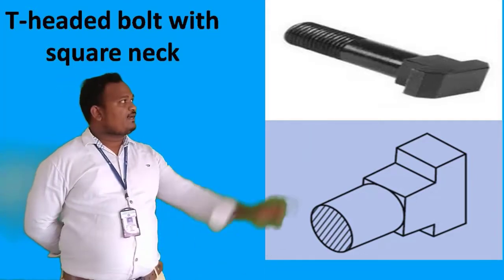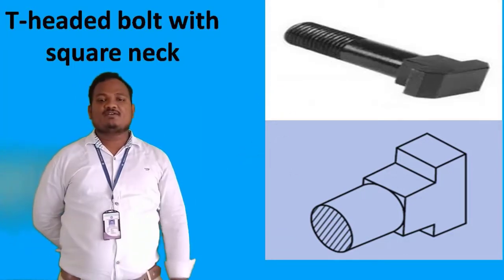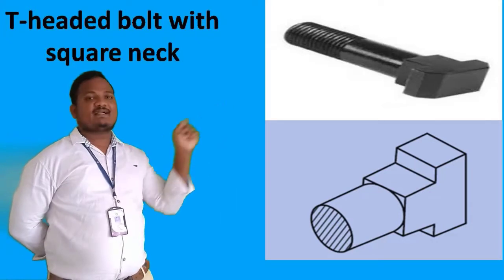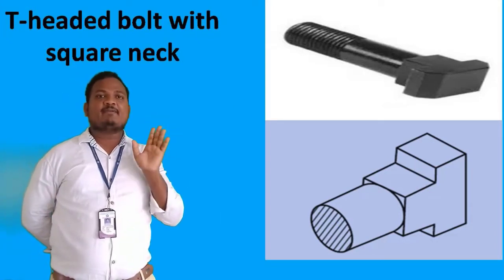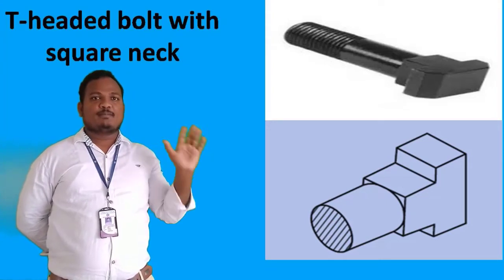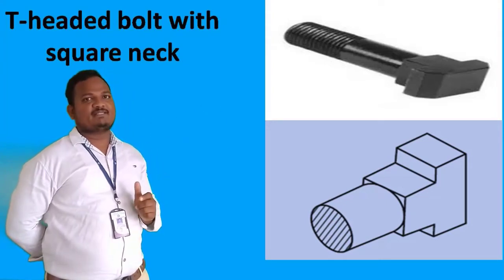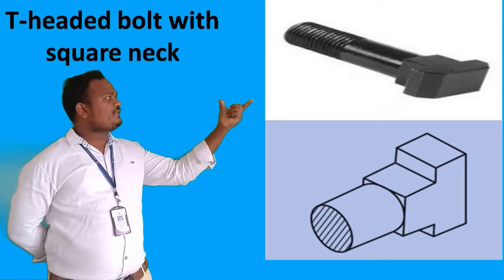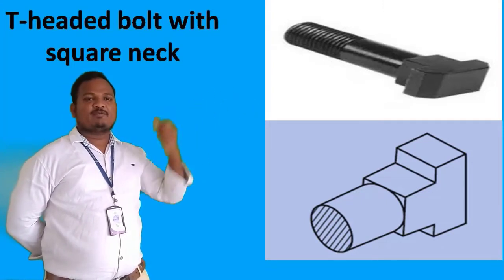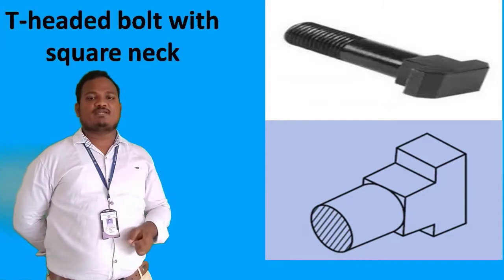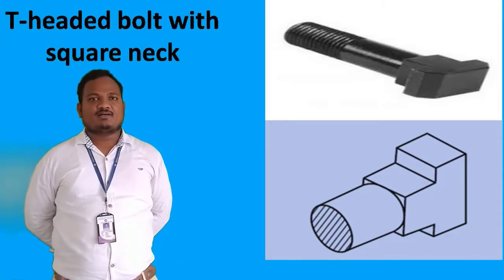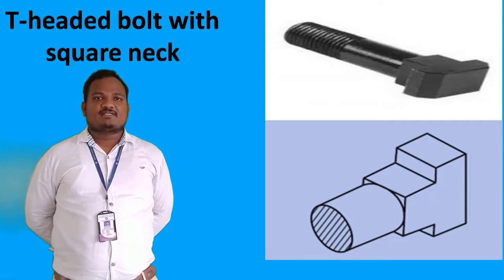If you see the diagram, the width of the T head is 0.8 D, and the height of the head is 1.8 D. The neck dimension is the same as the diameter of the bolt, but the width is 0.8 D. That means the width of the neck is 0.8 D, and the square is D only. These are the main dimensions for the T-headed bolt with square neck.